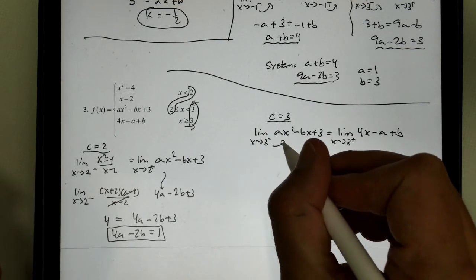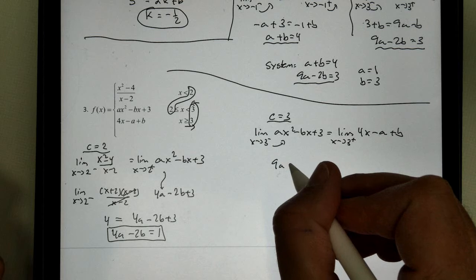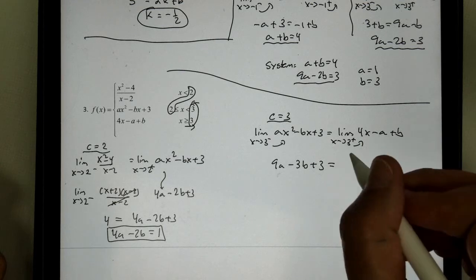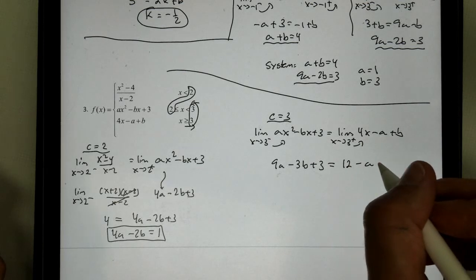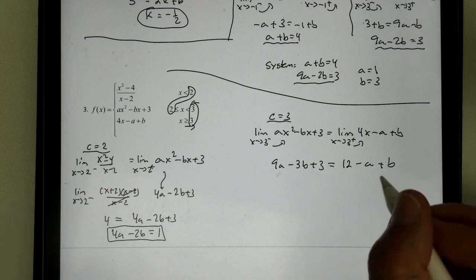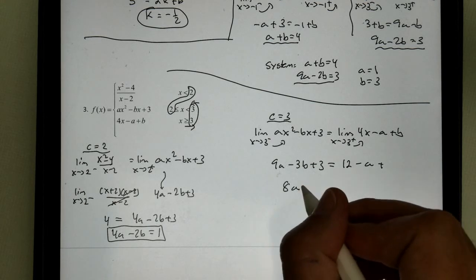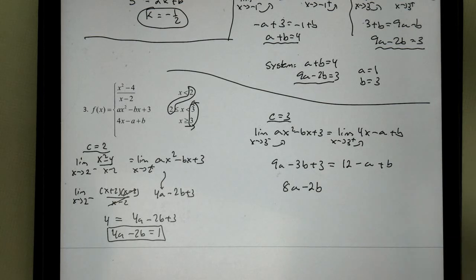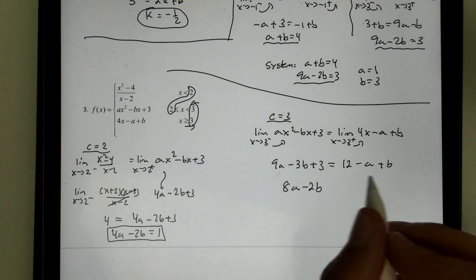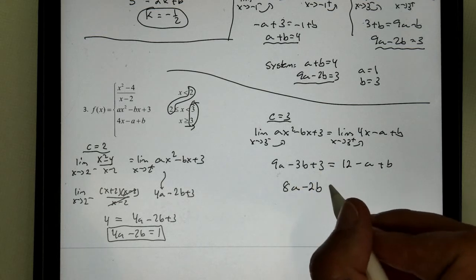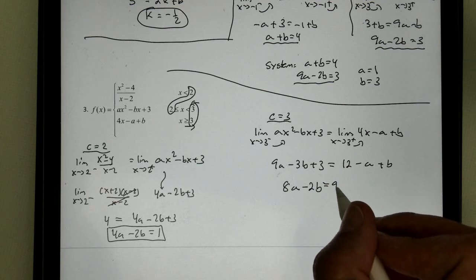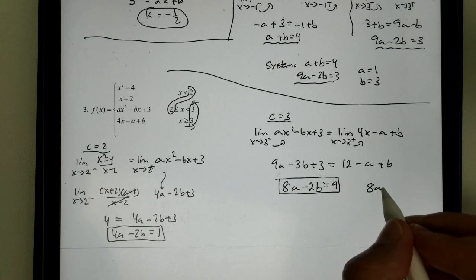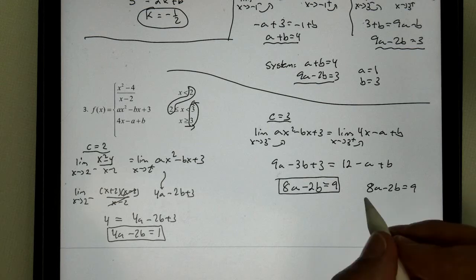Plugging in the 3, we get 9a minus 3b plus 3. Plug in the 3 here, and we get 12 minus a plus b. And we can clean this up. This becomes 8a minus 2b, and bring the 3 over, equal to 9. And there's your second equation. And then you're just going to solve it. 8a minus 2b equal to 9.